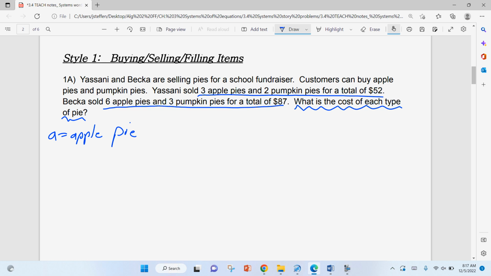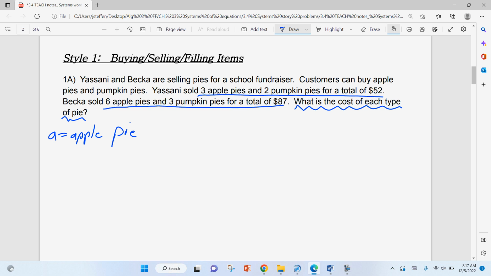A is apple pie, P is pumpkin pie. Now, again, that's not bad. That's not terrible. Honestly, I probably won't count you off for that. But to help you, what do you mean apple pie? Do you mean the cost of an apple pie? Do you mean how many apple pies they sold? Do you mean how much an apple pie weighs? Do you mean the circumference of an apple pie?